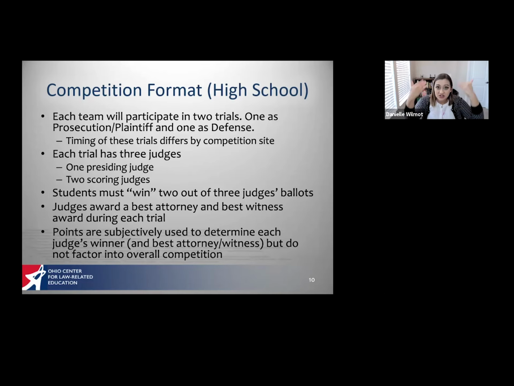Points are subjectively used to determine each judge's winner. So I am Judge A, I fill out my form, and I add up both Team A and Team B and see which team on my score sheet has the highest number of points. That team wins my ballot. Points are not used cumulatively. It's really only used subjectively for that one judge. So I've determined based on points the winner of my ballot. My other two judges have determined the winner on their ballot, and whoever has won 2 out of those 3 ballots is the winner of that trial.